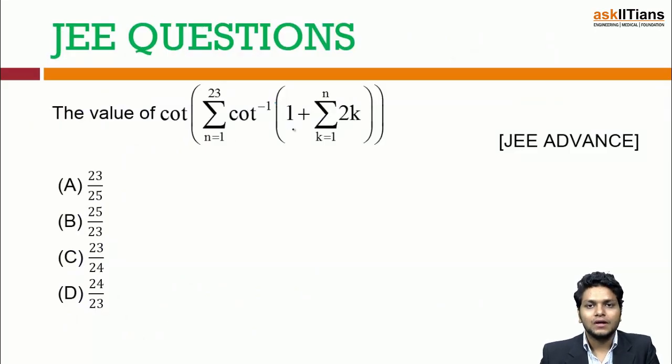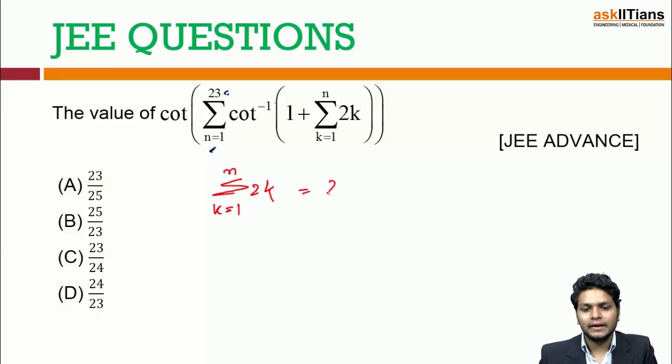Moving further, the value of cot of summation n equals 1 to 23 of cot inverse of 1 plus summation of 2k. This is too big, tough to handle. Let's see what we can do in this. Let's start off from the innermost thing, and then we'll try to simplify things. Summation of 2k, it's easy, we can do this. 2 can be taken outside, and this will be n into n plus 1 by 2, summation of first natural numbers. So this will become n square plus n.